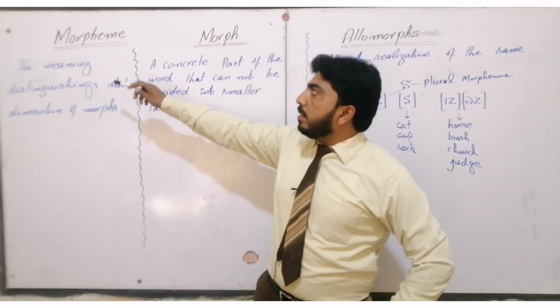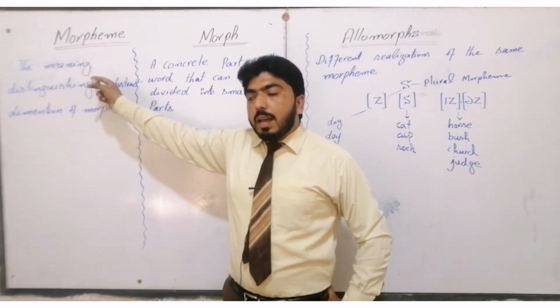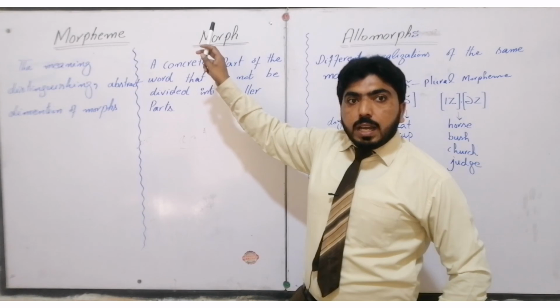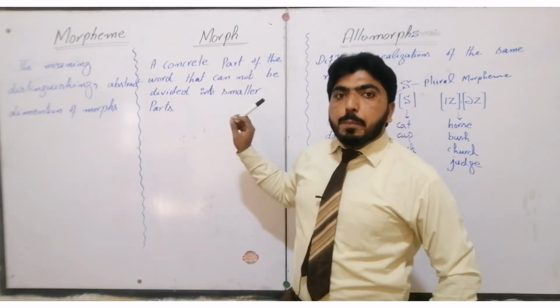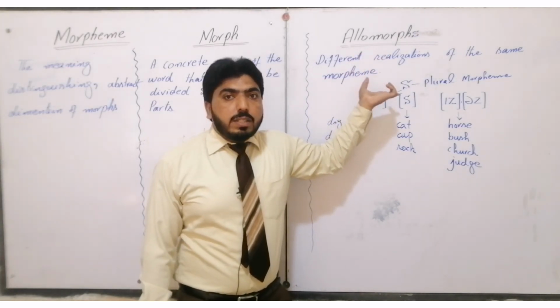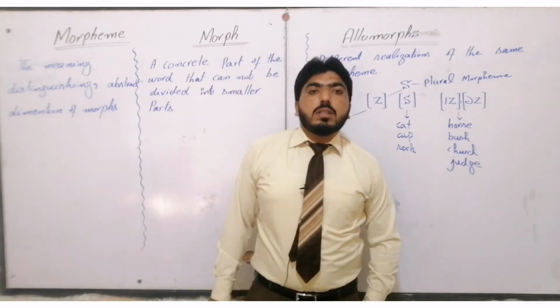Once again, let me revise: the morpheme is the smallest meaningful unit of a word which is present at the abstract level, and the morph is the physical realization of the same abstract concept which is present in our mind. And allomorphs are different physical realizations of the same morpheme. This is all about the concept of morph, morpheme, and allomorph.